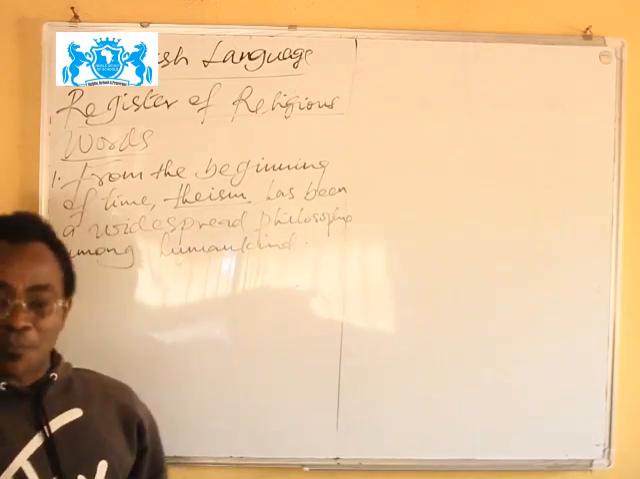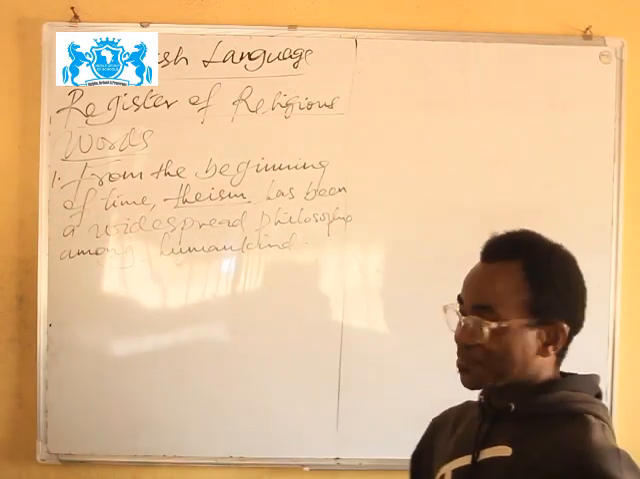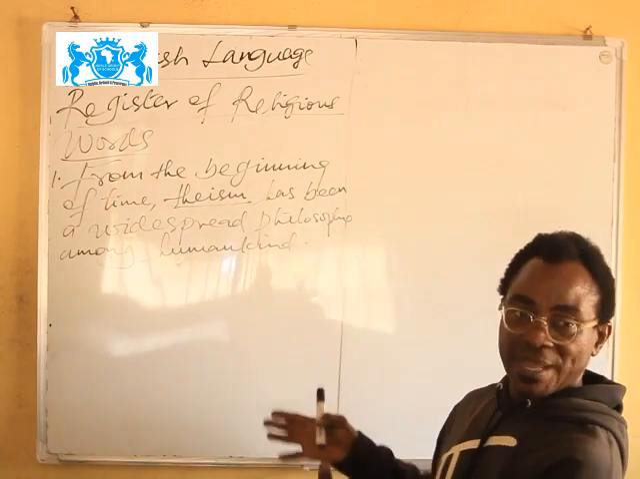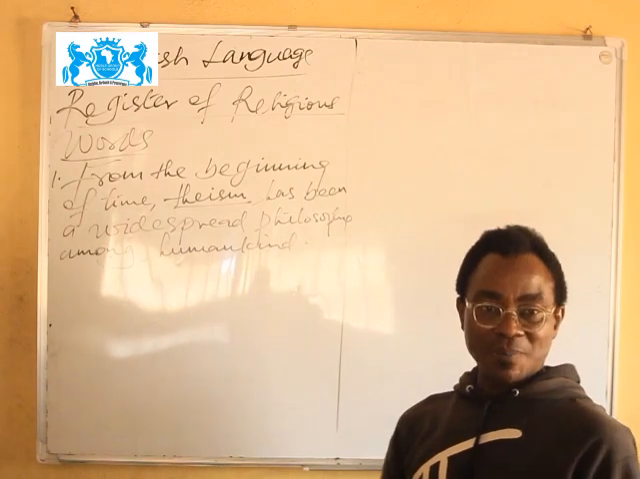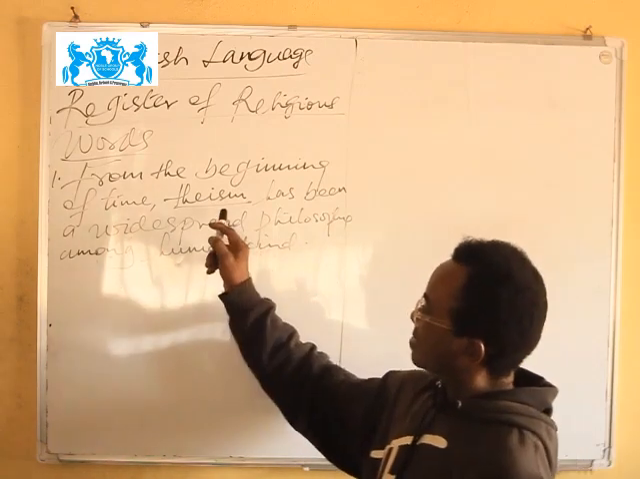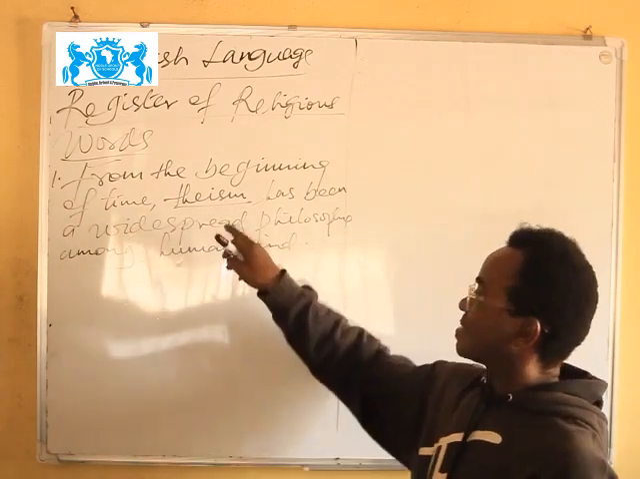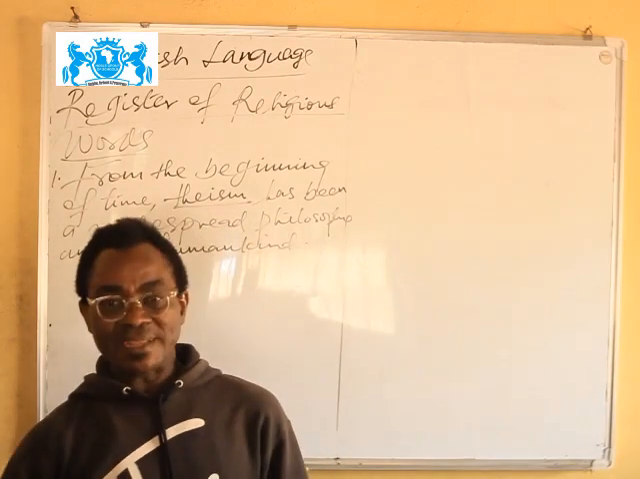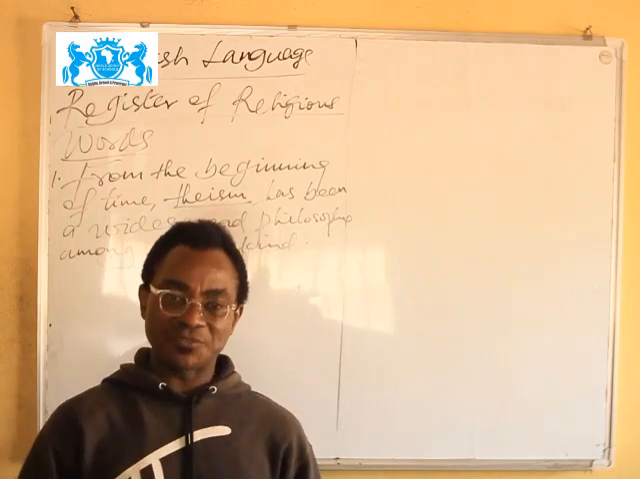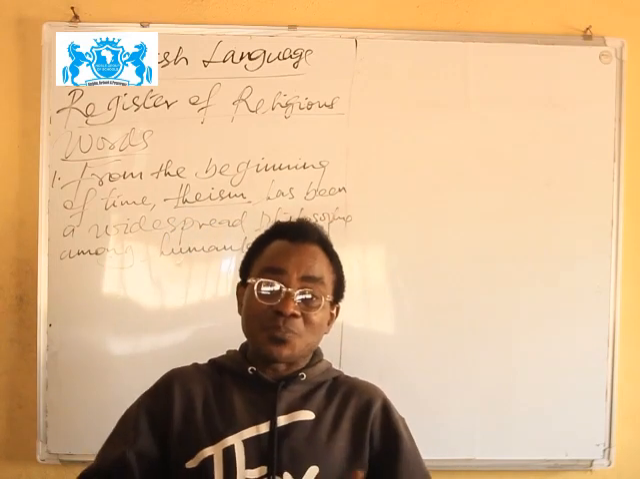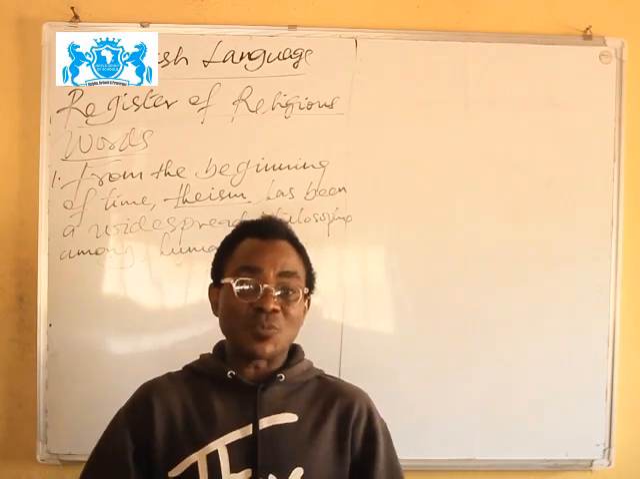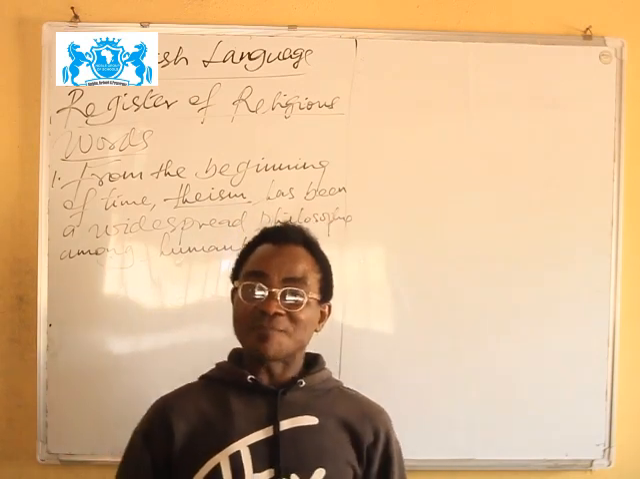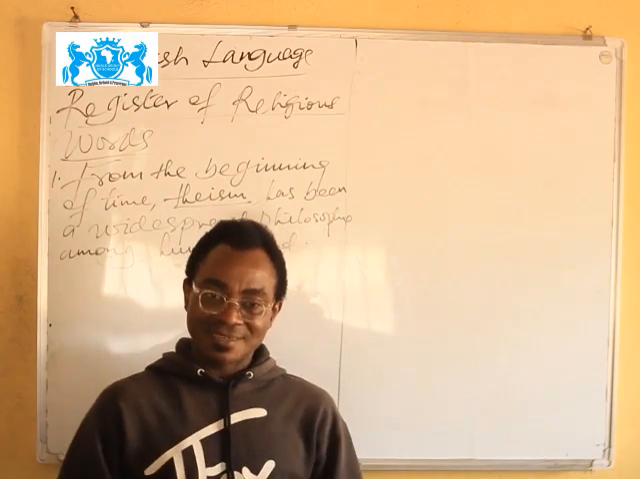It says, from the beginning of time, theism has been a widespread philosophy among humankind. So our religious register, the first one today, is theism. Now what does theism mean? Theism means some form of belief in the existence of a supreme being who is believed to be the maker and creator of all things. So theism means a belief in God.